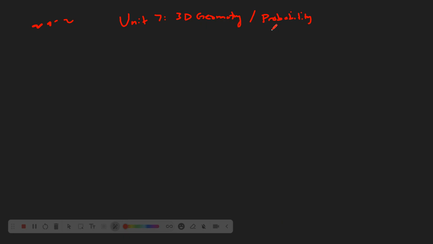Again, the state sprinkles a little bit of probability and statistics into each math class you take. So the probability will be a short little piece, but the 3D geometry will be a couple lessons long. This first lesson, I'm going to break into two videos. So this is lesson 1A. We're covering in this first lesson cross sections and solids of revolution.